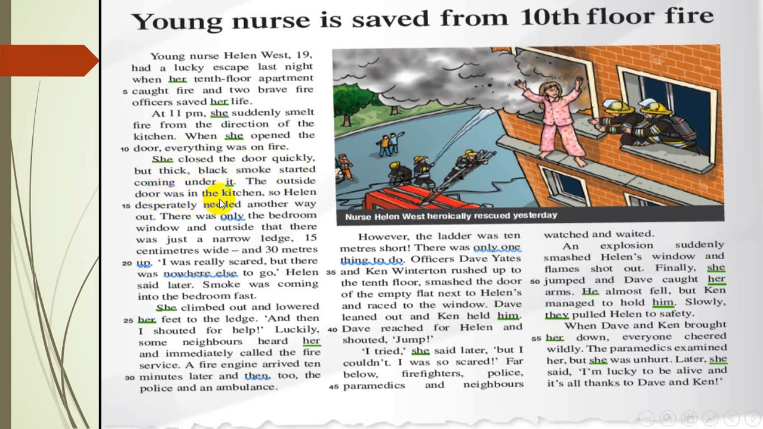The outside door was in the kitchen. So Helen desperately needed another way out. There was only the bedroom window. And outside that there was just a narrow ledge, 15 centimeters wide and 30 meters up. I was really scared.